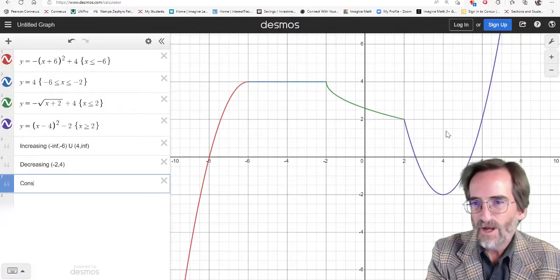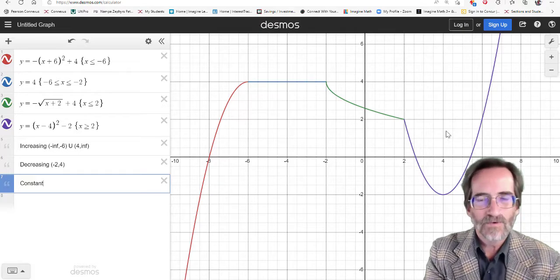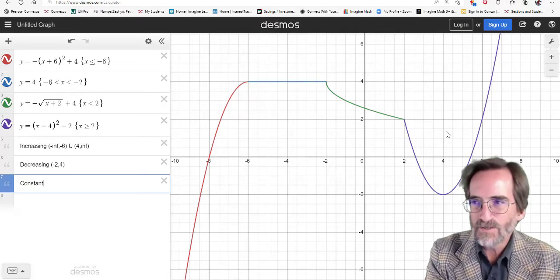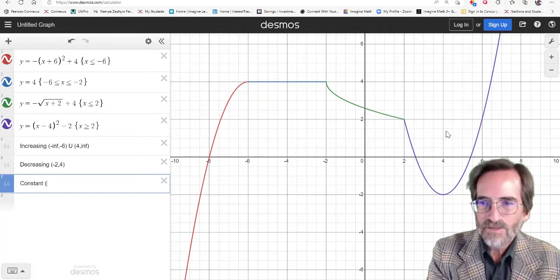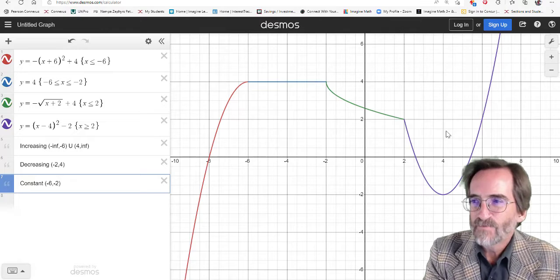And where it's constant is on the blue. The constant is flat, right? It's not going up, it's not going down, it's constant. It's always giving an output of 4. And that happens from -6 to -2. So -6 to -2. It's constant, okay?